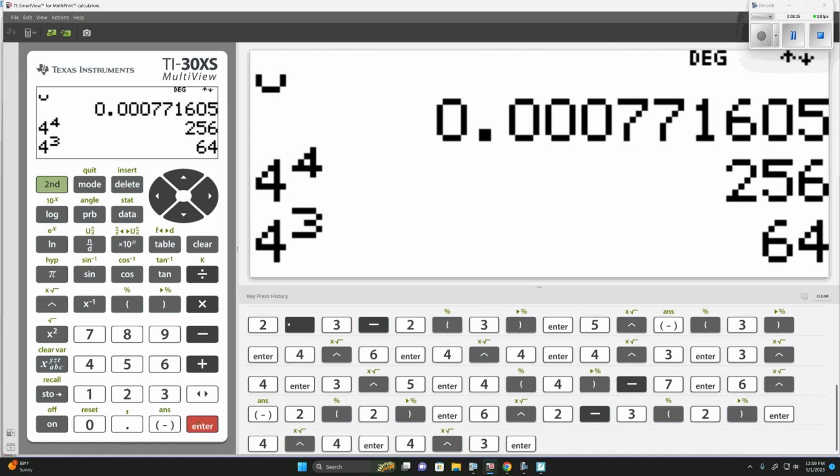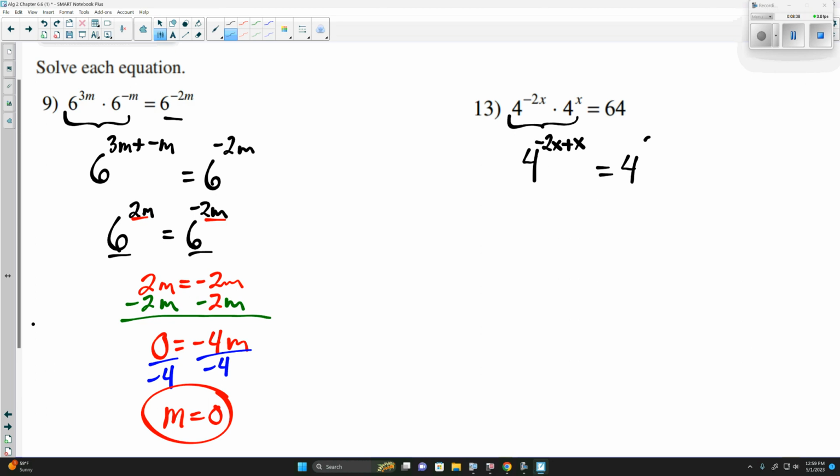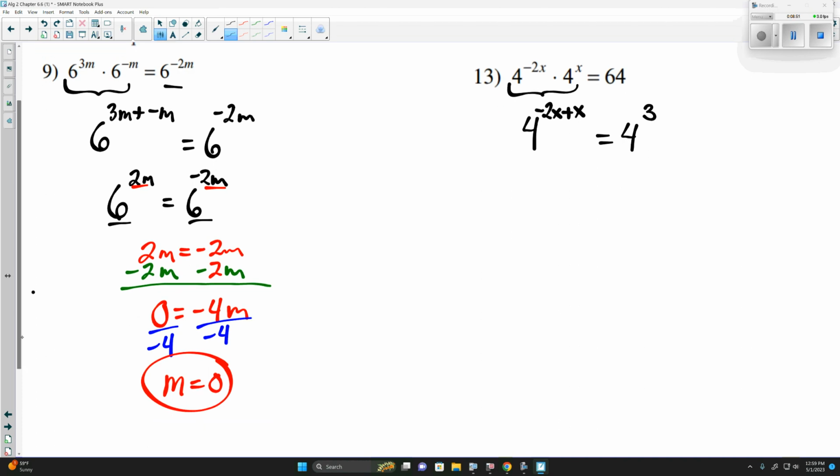4 to the 4th? We can plug it in and check. 4 to the 3rd is 64. So we can rewrite 64 as 4 to the 3rd. And all the ones we'll be dealing with for today are going to be rewritable. The reason we do that is because now we do have one base on either side, and they are the same. Now we can simplify the left-hand side a little bit. So 4 to the negative x is equal to 4 to the 3rd.